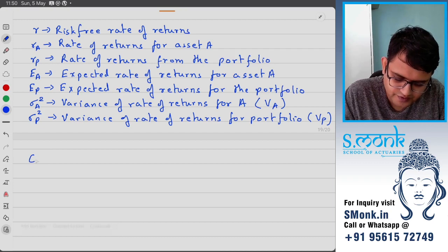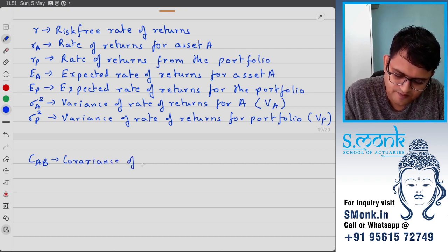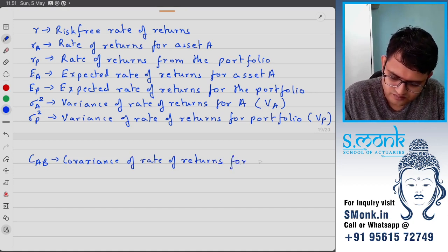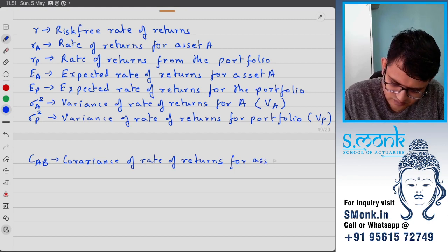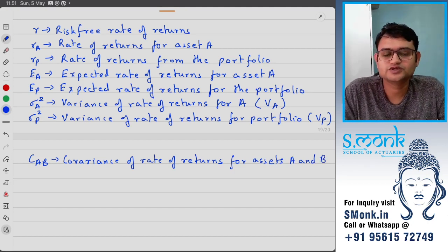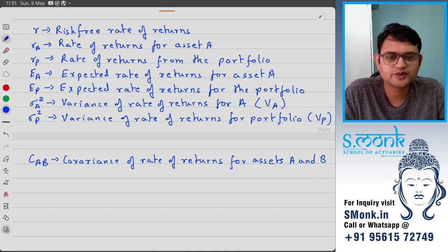And then we have CAB, covariance. So CAB we are going to use for the covariance of rate of returns for asset A and B. Does that make sense? All of these terminologies?